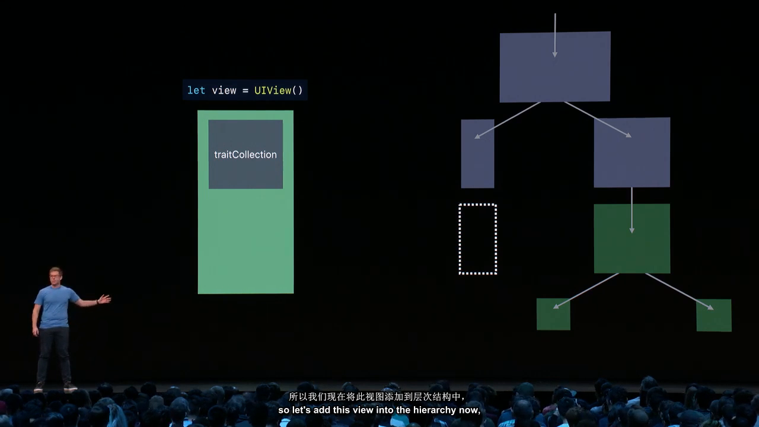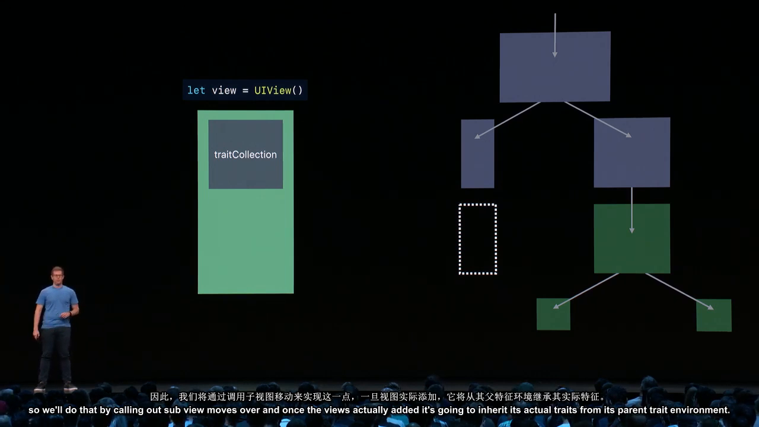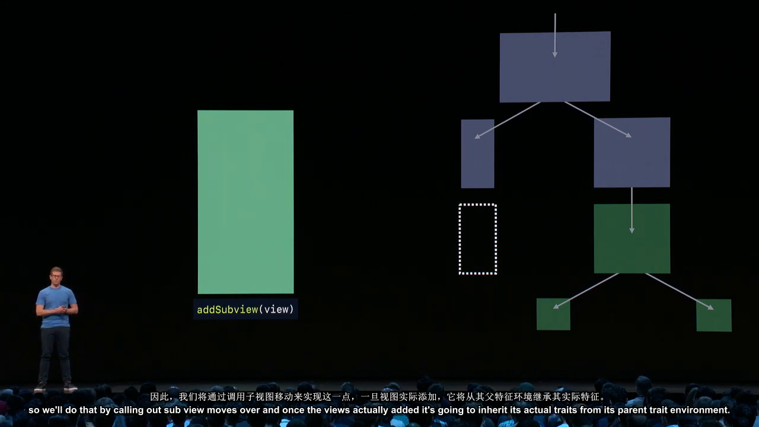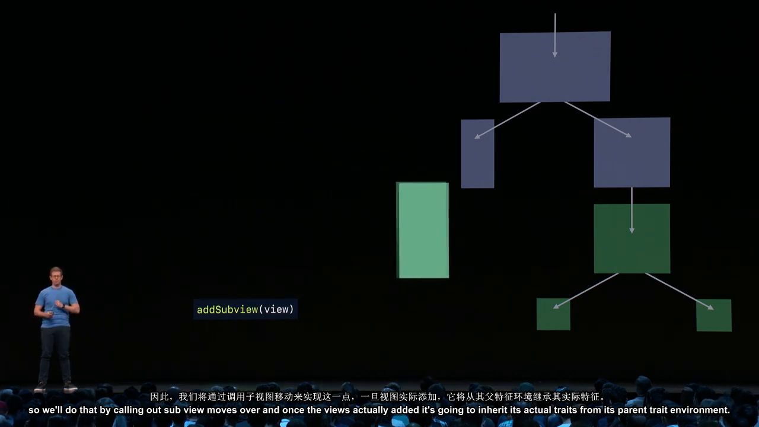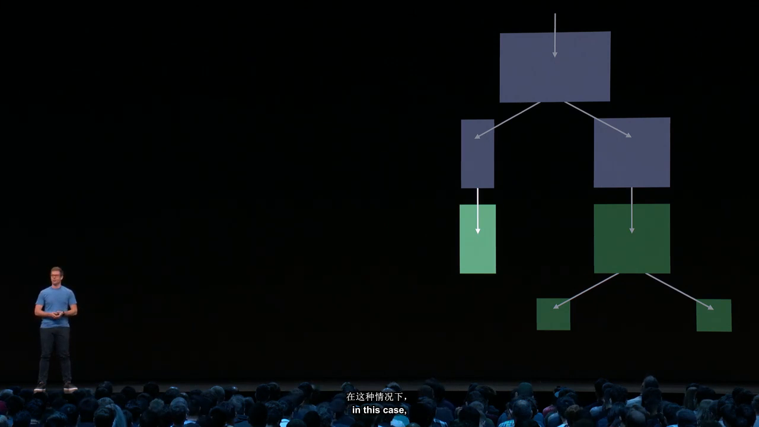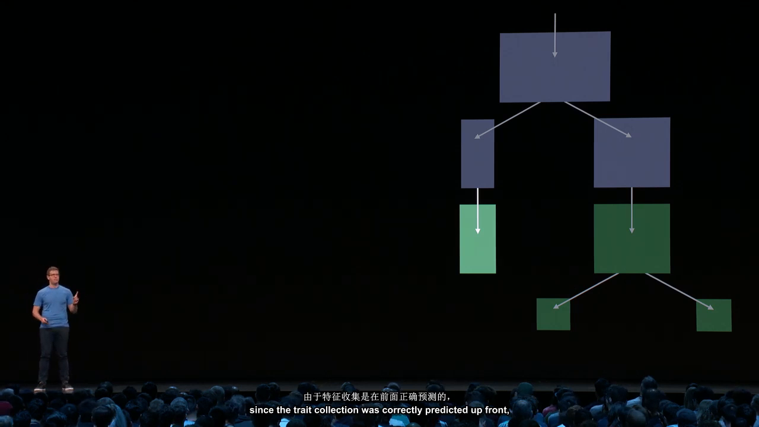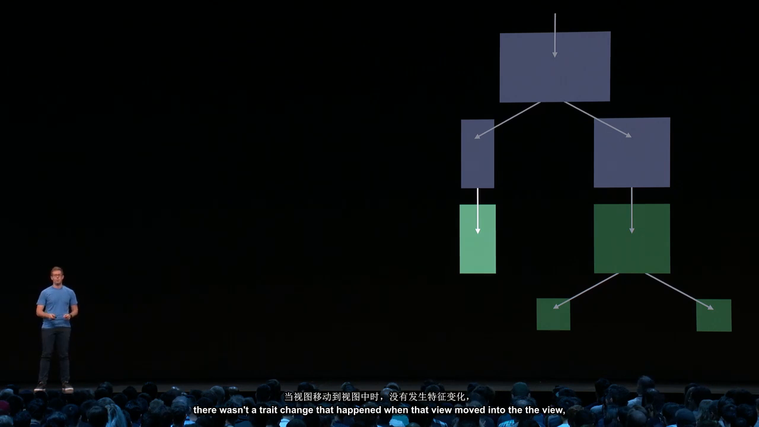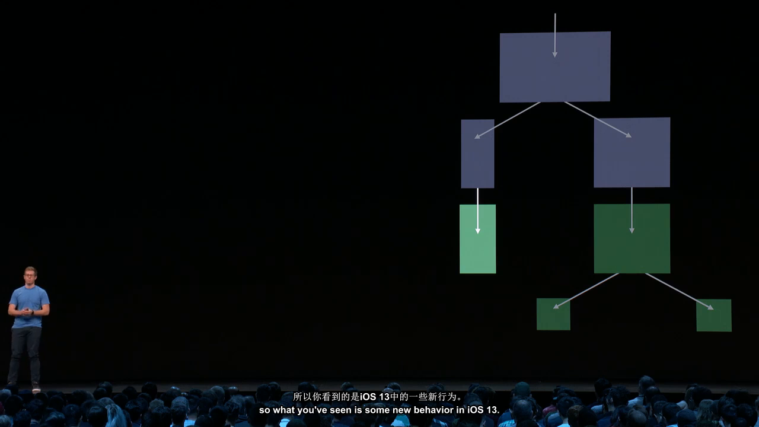So let's add this view into the hierarchy now. So we'll do that by calling addSubview, moves over, and once the view is actually added, it's going to inherit its actual traits from its parent trait environment, in this case, the view controller above it. But in this case, since the trait collection was correctly predicted up front, there wasn't a trait change that happened when that view moved into the view controller and view hierarchy.